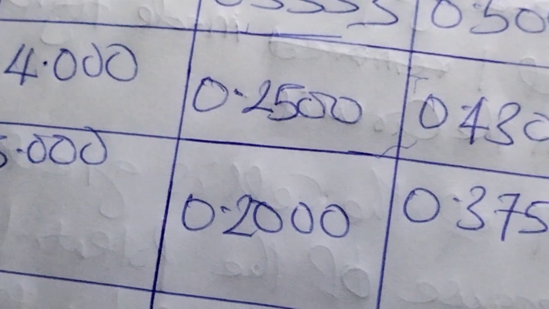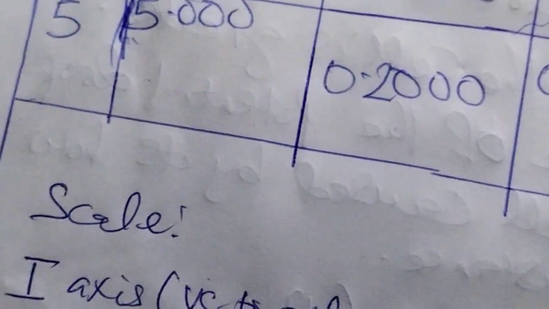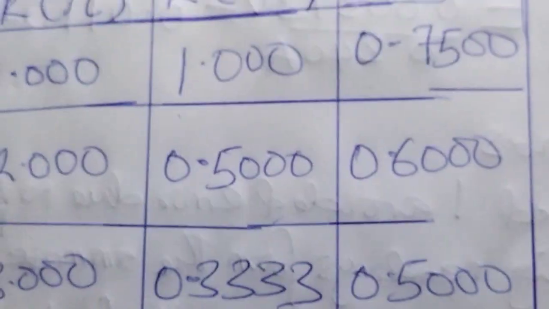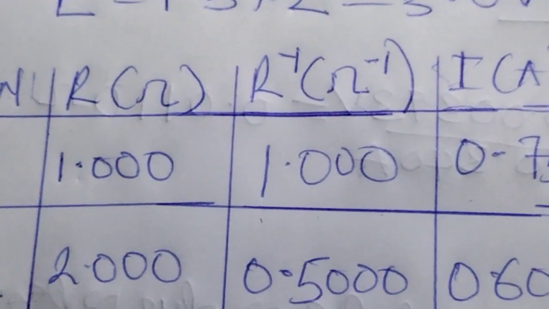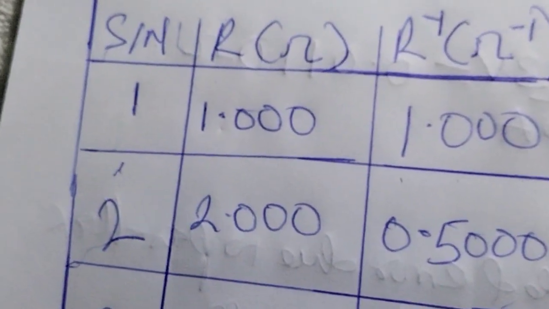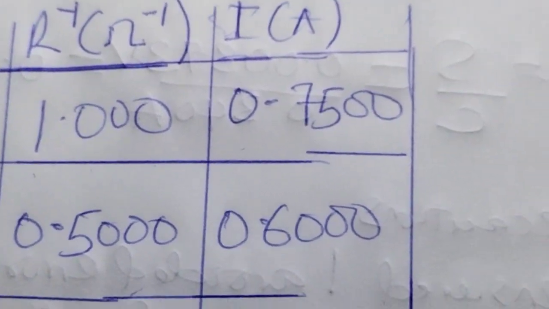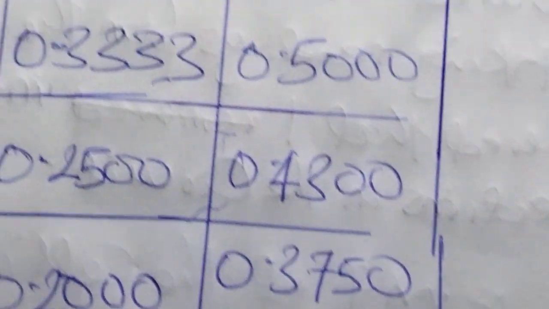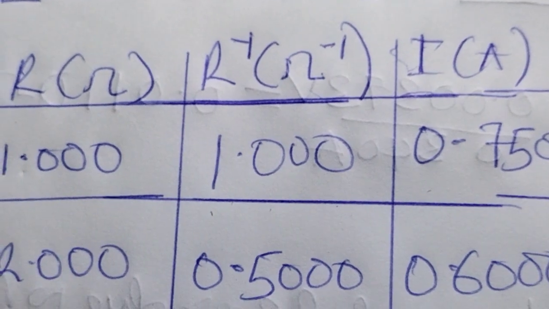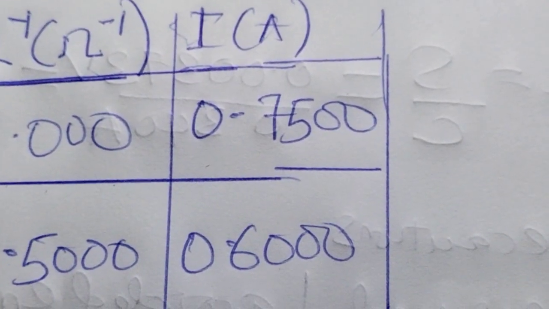Using 2 dry cells, each of EMF 1.5 volts. Now, we'll go to the graph. We are to plot the graph of current on the vertical axis against inverse of resistance on the horizontal axis. The higher value of current is 0.75, as you can see there.